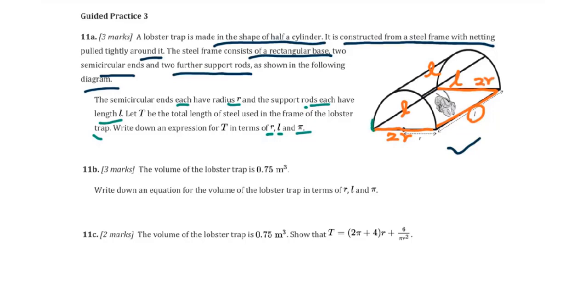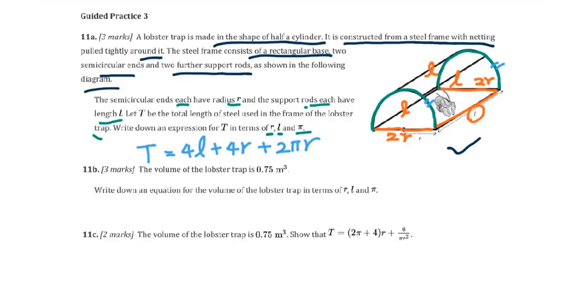Then you calculate for this circumference, half of this circumference, multiply by 2, because we have another one here. In other words, these two adding, you will get the circumference of a circle. Therefore, for this T equals 4L plus 4r plus 2 pi r.